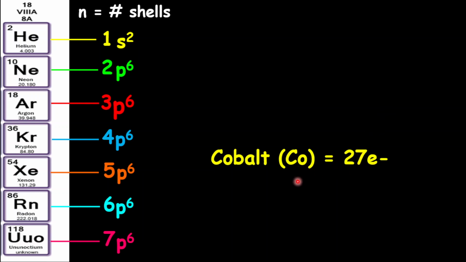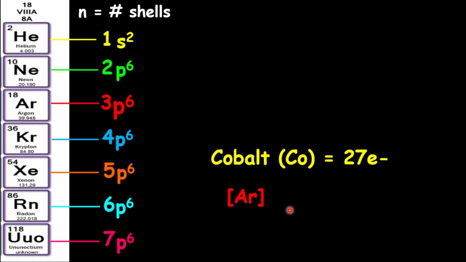So the inner shells resemble a noble gas. To determine which noble gas that is, it is a noble gas that comes before that element. So the closest noble gas to cobalt that is less than 27 is 18. So argon will look just like the inner shells of cobalt. All right? And so the inner shells represented by argon, let's put argon there as our representation of the inner shells of cobalt.